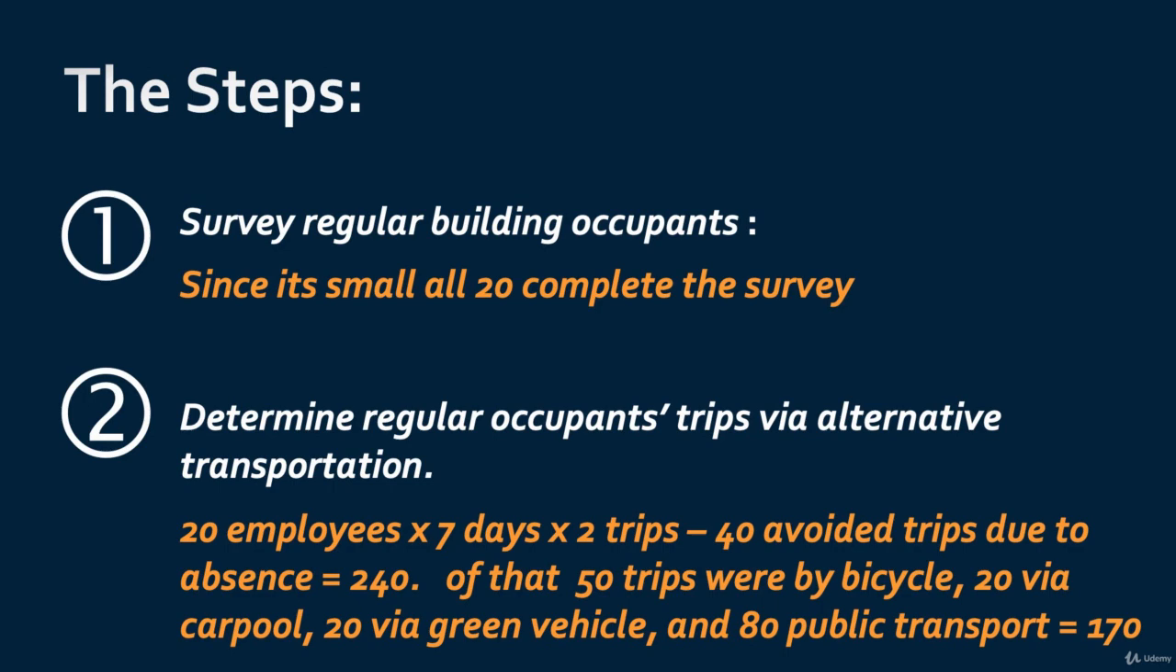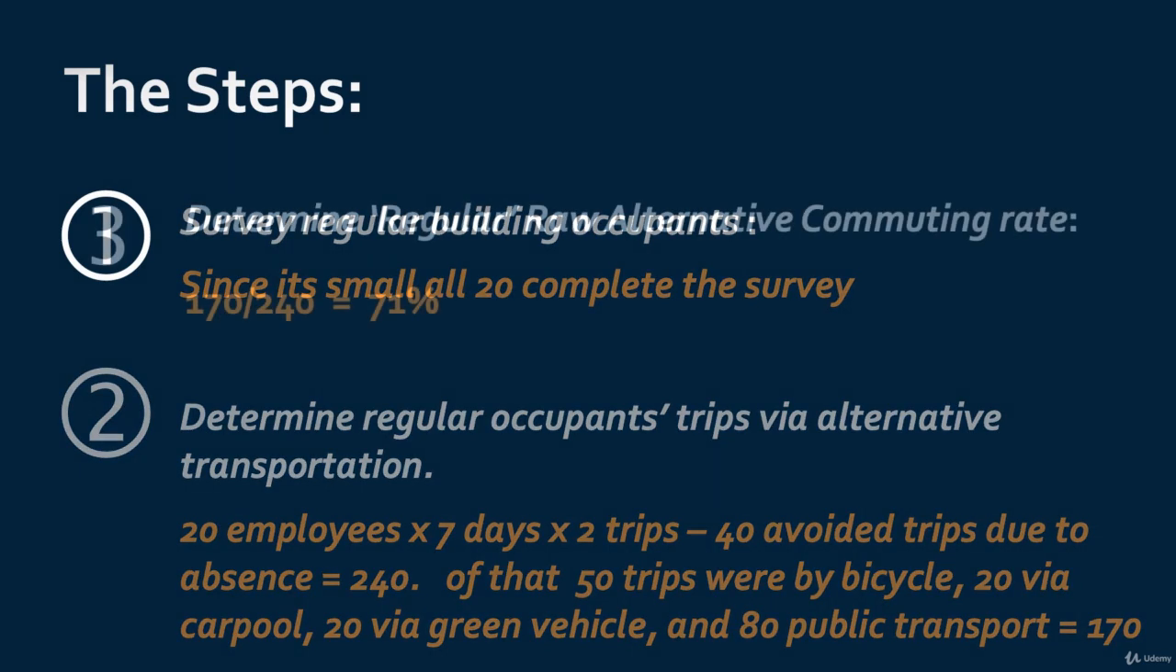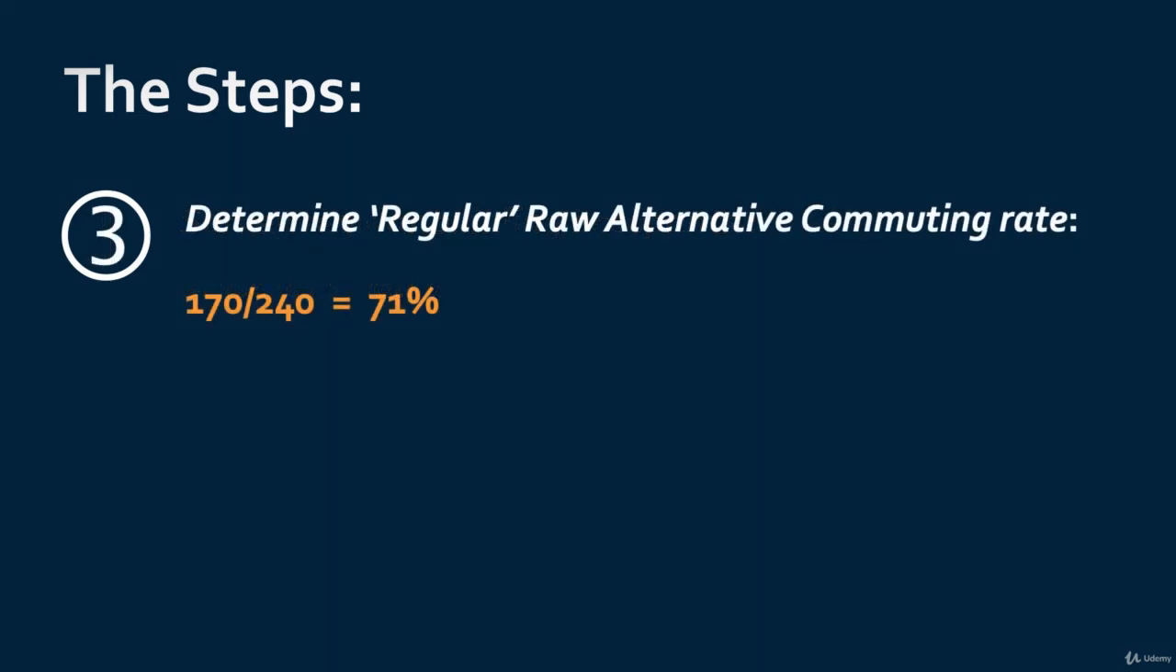And of that, 50 trips were by bicycle, 20 via carpool, 20 via green vehicle, and 80 via public transport, giving you a total of 170 trips. We continue by calculating the regular raw alternative commuting rate: 170, we just calculated it, divided by the total, 240, gives you 71%.